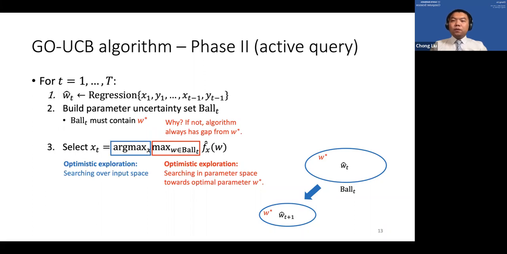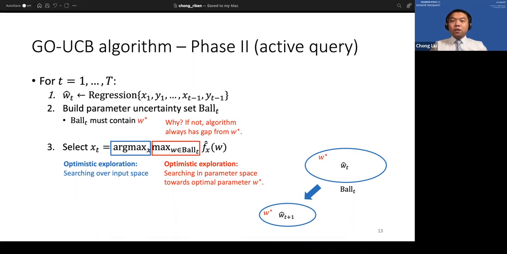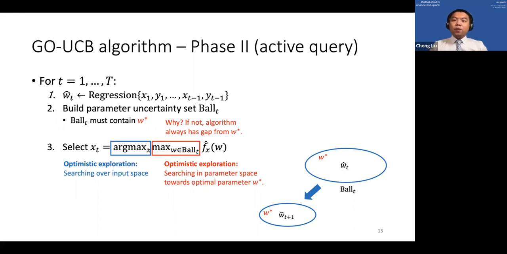By the cross optimization over the X and the W, this is what I should say, the optimization under uncertainty towards the best solution of the black box optimization. And finally, by choosing this XT, I observe the YT, that is the true function value at XT plus some noise. So this is the detailed design of phase 2, which is the active query part of the GO-UCB algorithm.